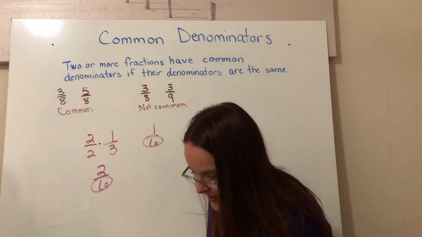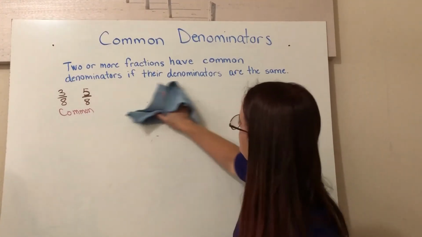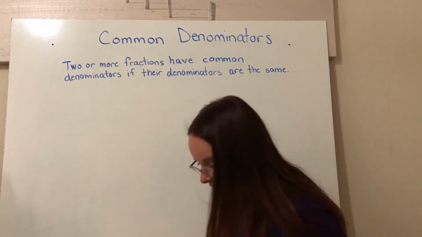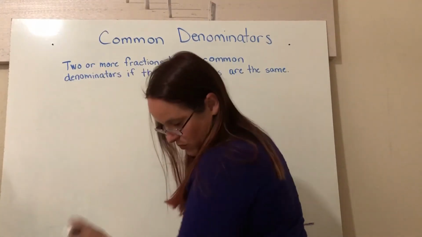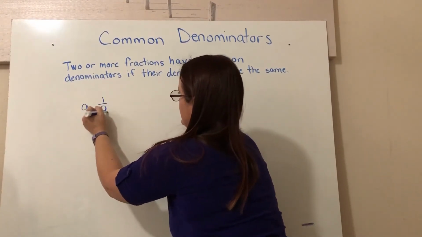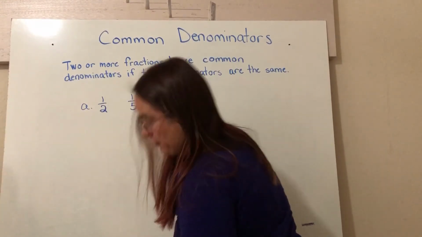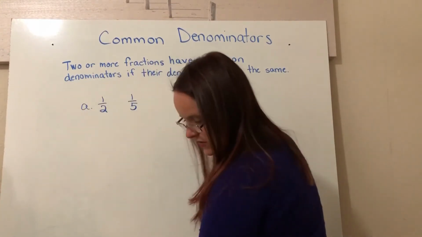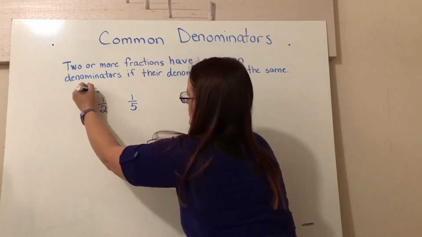Okay, we have a couple of lesson practice problems. I will leave the definition up there, but get rid of this. All right, so for A, you are going to rename 1/2 and 1/5 so that they have common denominators. Okay? For B, you are going to rename, oh, you know what? It tells us here that the common denominator should be 10.